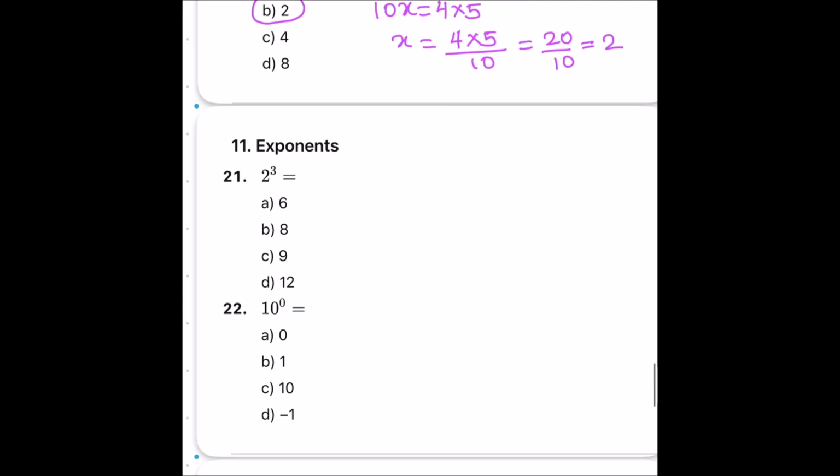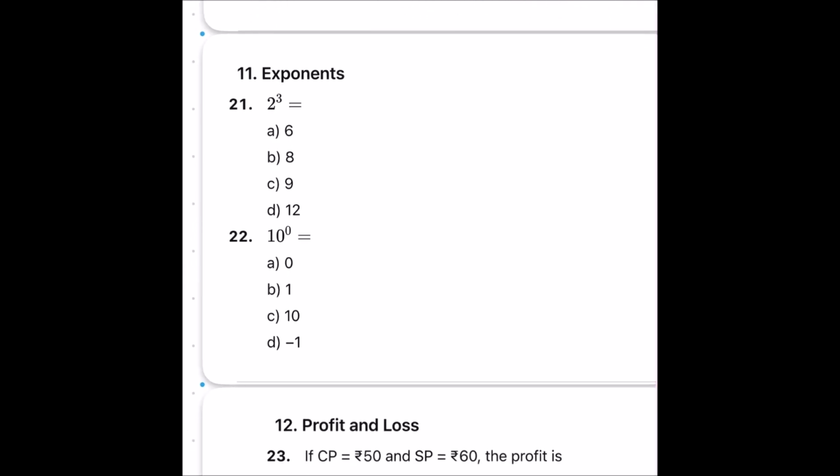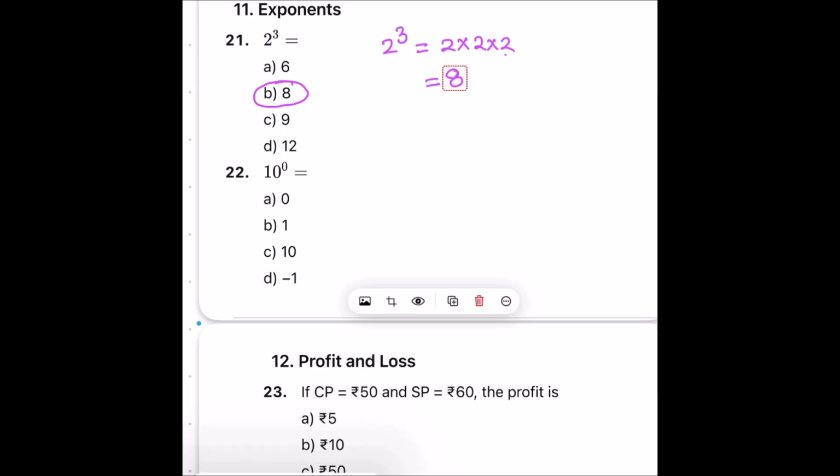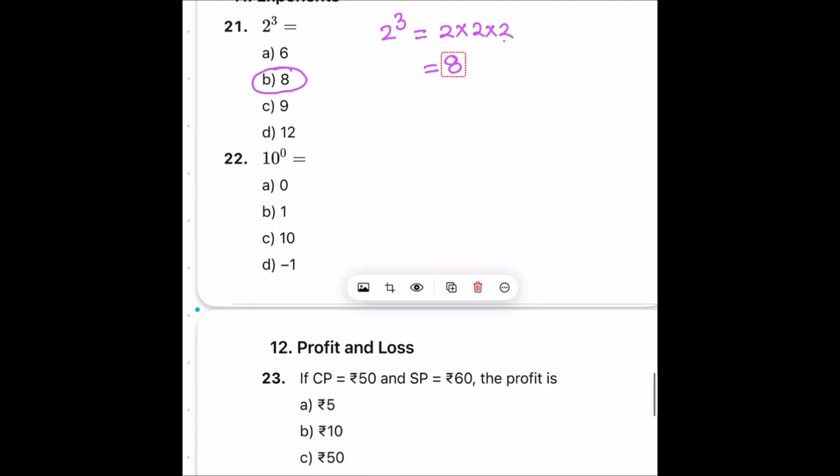Our next chapter is exponents, and this is question number 21, and it says 2 raised to power 3 or 2 cube equals what? So 2 raised to power 3 will be equal to 2 times 2 times 2, which equals 2 times 2 is 4, 4 times 2 is 8. So option B will be the correct answer. Next one is question 22, which is 10 raised to power 0 equals what? Here we know that anything raised to power 0 equals 1. So the answer will be option B, which is 1.